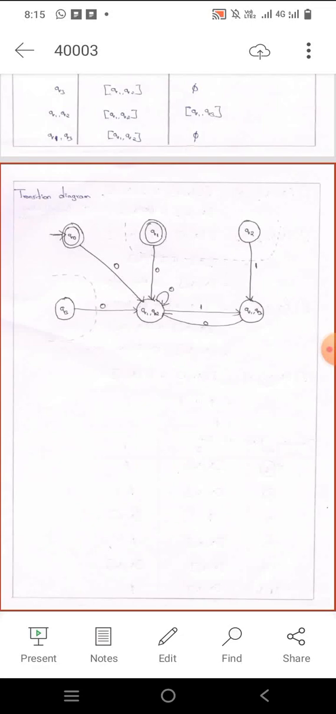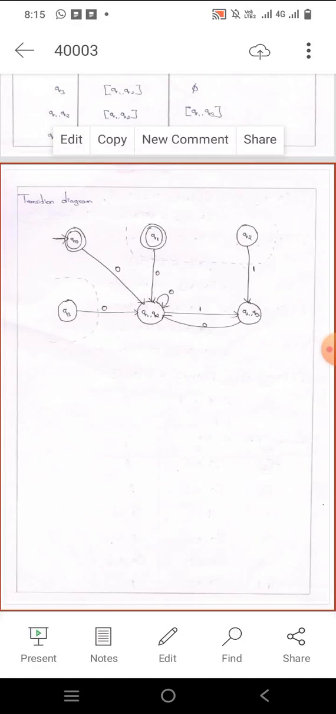I hope you all understand. And this is the conversion of NFA to DFA.